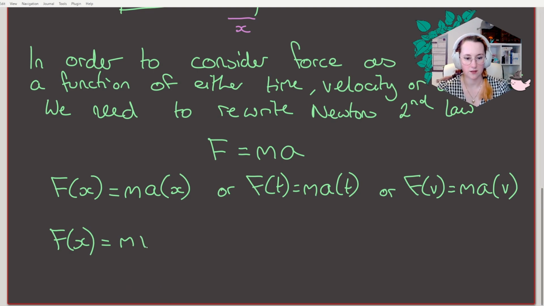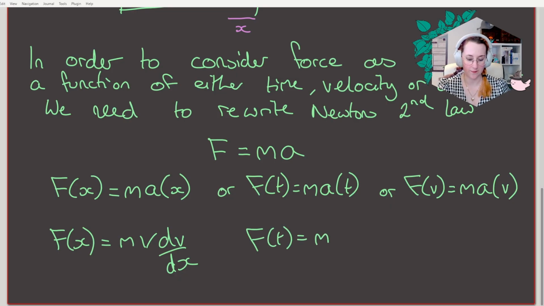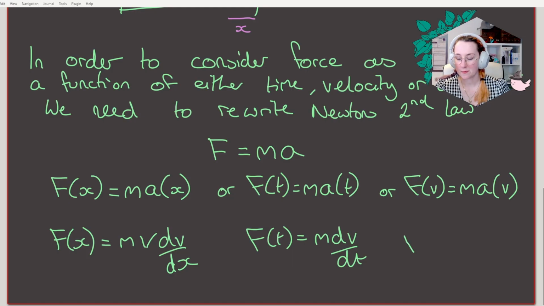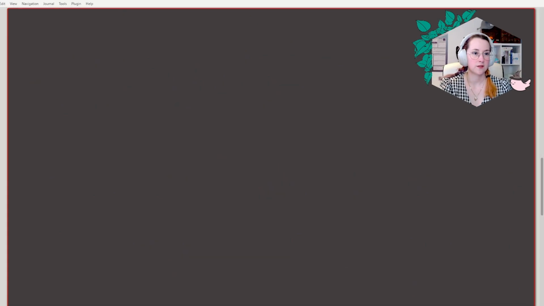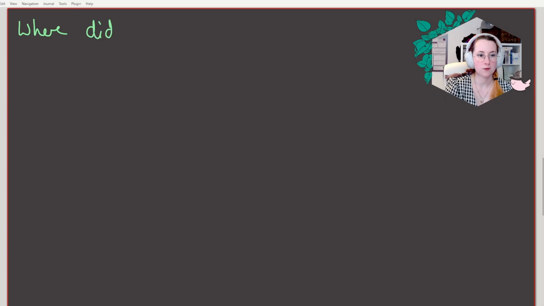So F of x is m v dv/dx. For F of t, we can write acceleration as the rate of change of velocity, so F of t is m dv/dt. And then for v as well, we can write it in the same way, so we could do either, because both of them give you an integral in v. I will explain what I'm doing in just a second. m v dv/dx, or F of v is m dv/dt. Okay, so where did that come from?